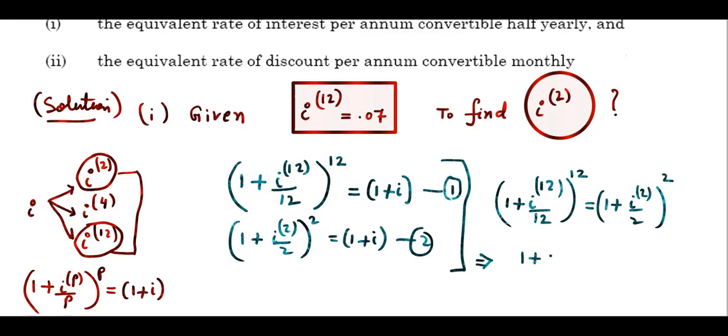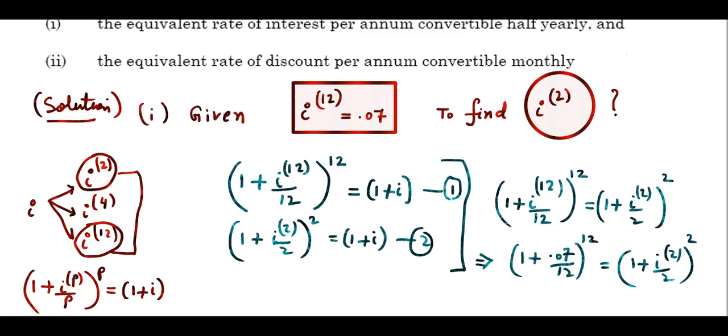(1 + 0.07/12) you write power 12 here. Then you can take the power 2 also this side. (1 + I2/2), this power 2 you bring this side. Then subtract 1. Then multiply by 2. You will finally get I2. So this is the first problem.